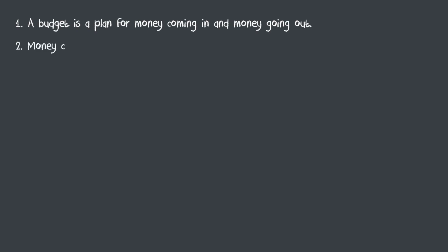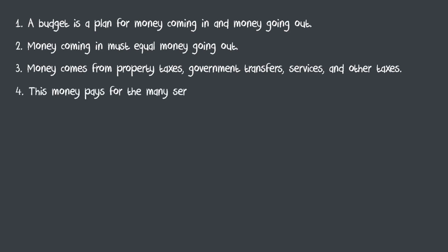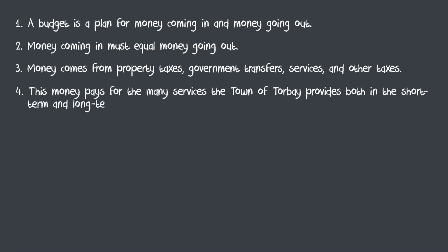1. A budget is a plan for money coming in and money going out. 2. Money coming in must equal money going out. 3. Money comes from property taxes, government transfers, services, and other taxes. 4. This money pays for the many services the Town of Torbay provides, both in the short term and long term, through the operating budget and the capital budget.